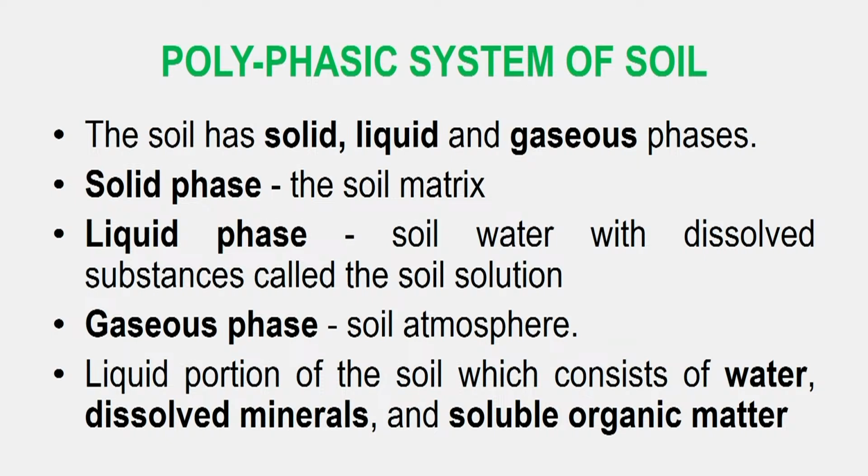And our third phase is the gaseous phase. It is called the soil atmosphere. Here in this soil atmosphere, we can find various types of gases like nitrogen, oxygen, carbon dioxide, as well as water vapor and other gases. While we are discussing the liquid portion of the soil, in this soil solution or soil liquid, we can find soluble organic matter, various types of dissolved minerals, as well as the water itself.